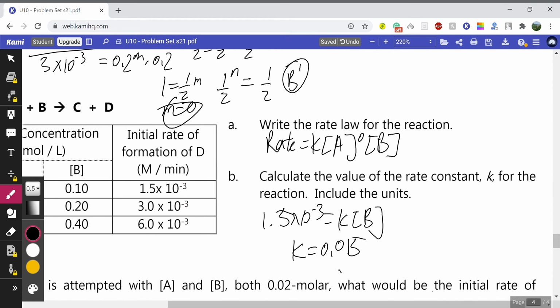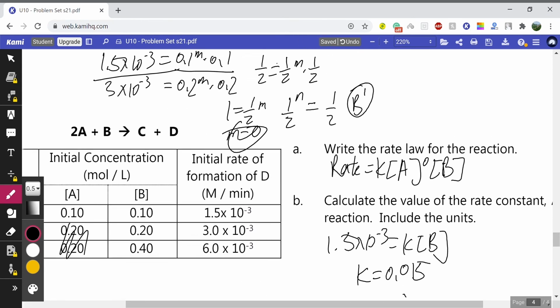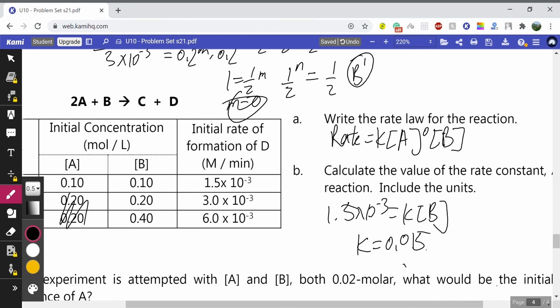Now what will the units be? Let's see, this is a first order overall reaction, because we only have B and no A. A first order overall reaction will mean that K will have a unit of time to the negative first power. Time in this case is minutes, so our unit will be minutes to the negative first power.